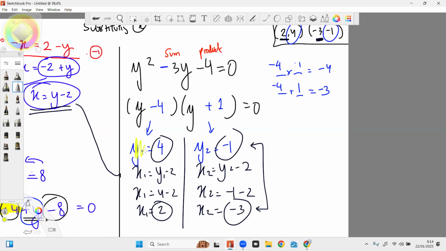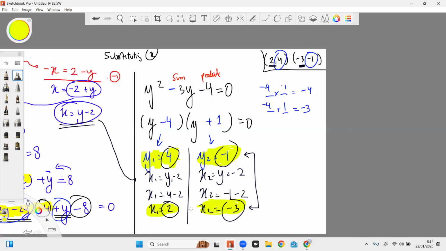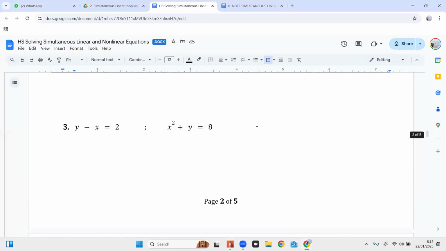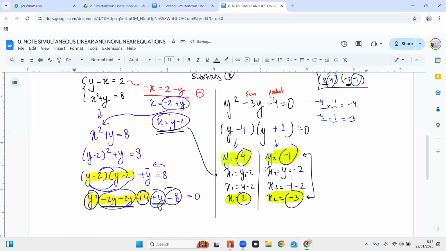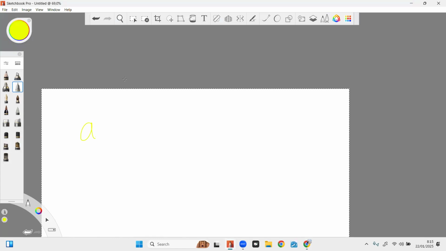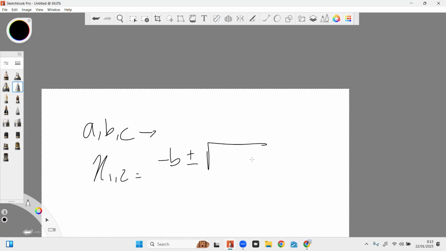We are finding the y first. We find the 2 y's, and then substitute to get x. All same, and everything can be solved by this. I forgot to tell you about the formula. The ABC rule. ABC, yeah. x1, 2 equals minus b plus minus square root of b squared minus 4ac over 2a.